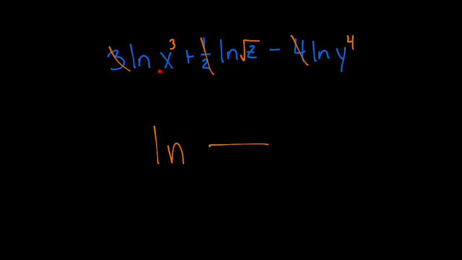So natural log of x cubed is positive. So on the top of this, we're going to have x cubed. That natural log of square root of z is positive. So we'll have a square root of z up here. And then minus natural log of y to the 4th. So that y to the 4th will go, excuse me, into the bottom.